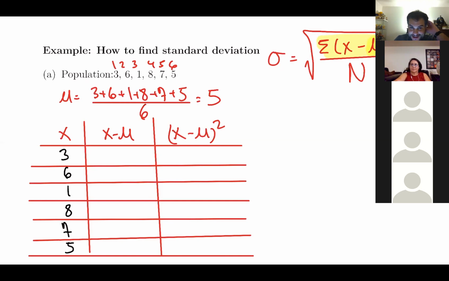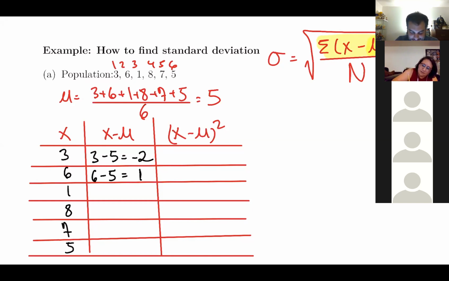All right. So in a test, I'll give you this table and all you have to do is input the number for each one of these slots. So for this one, it says X minus the mean. So you get X, which is 3, subtracted by the mean, which is 5, and you get -2. Now go to the next one. You do 6 minus 5. 6 minus 5 is equal to 1.